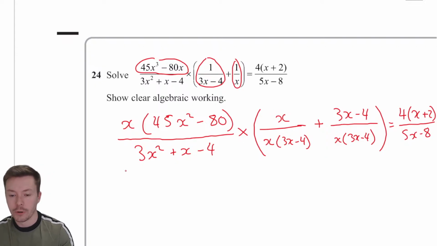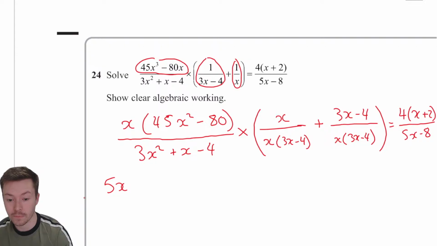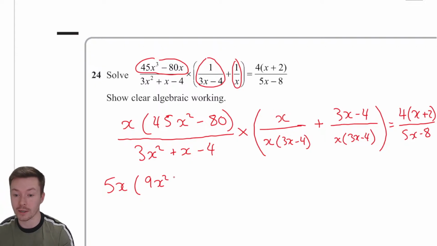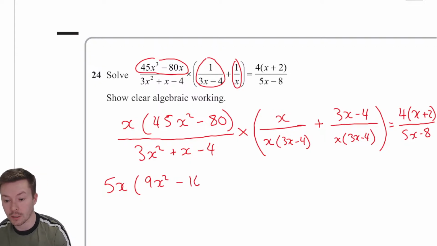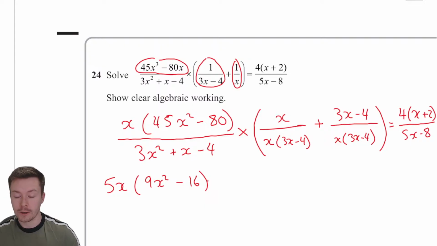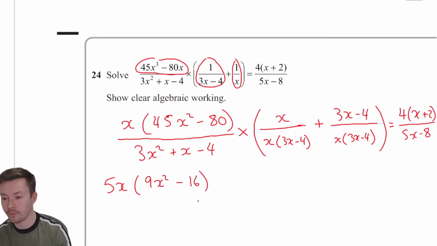Right. We can simplify a little bit more here. These numbers here, I can divide both of these by 5. The first one's 9, the second one should be 16. So I'm going to get 5x outside, and then 9x squared, which is a squared term, it's (3x) squared, minus 16, that's 4 squared.